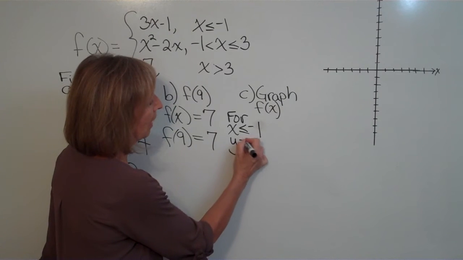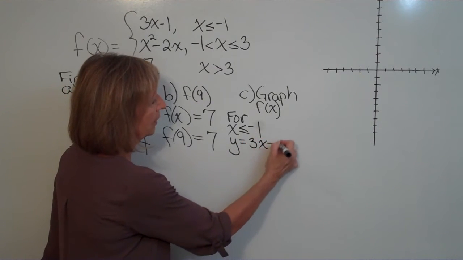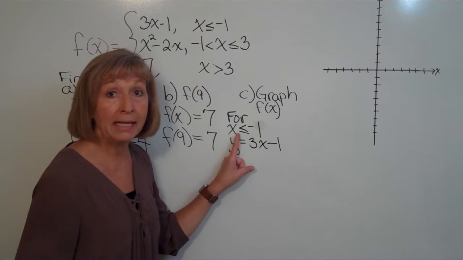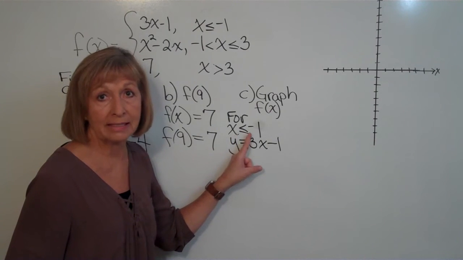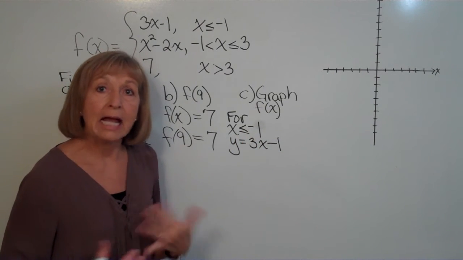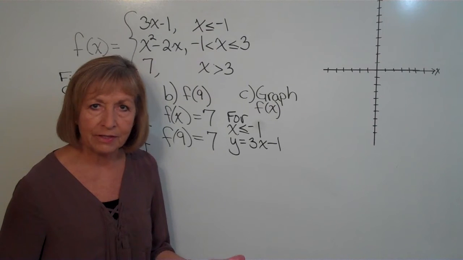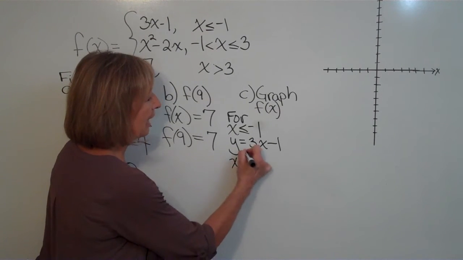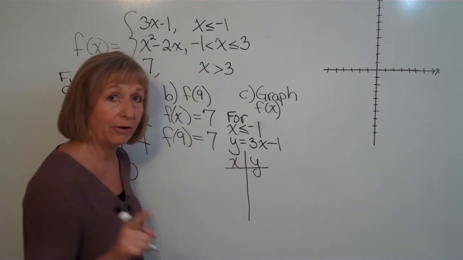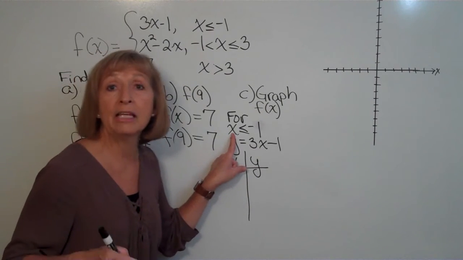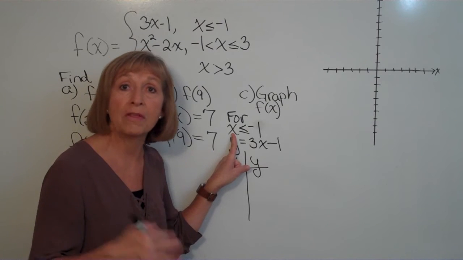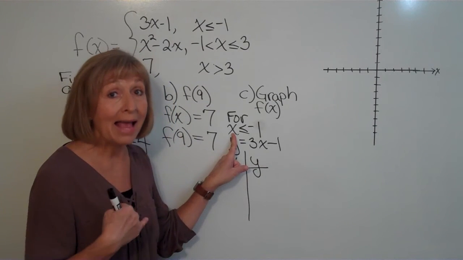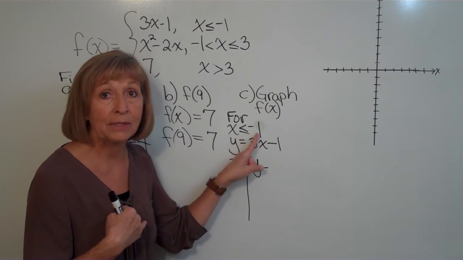I'm going to write this as y is equal to 3x minus 1, when my input is a number that is less than or equal to -1. Now, I can make a table of values for this just to really see how it's going. If I do make a table, you want to be very careful to plug in the appropriate inputs for that span.